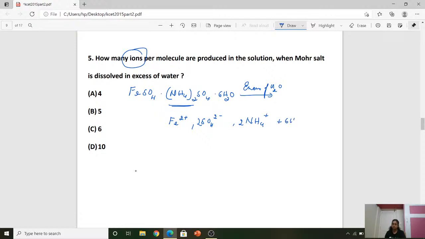Water is not considered. I can write plus 6H2O, it is not an ion. So 2, 2 and 1, totally 5. Therefore, option B will be the right answer. Okay, so carefully you have to answer, students.